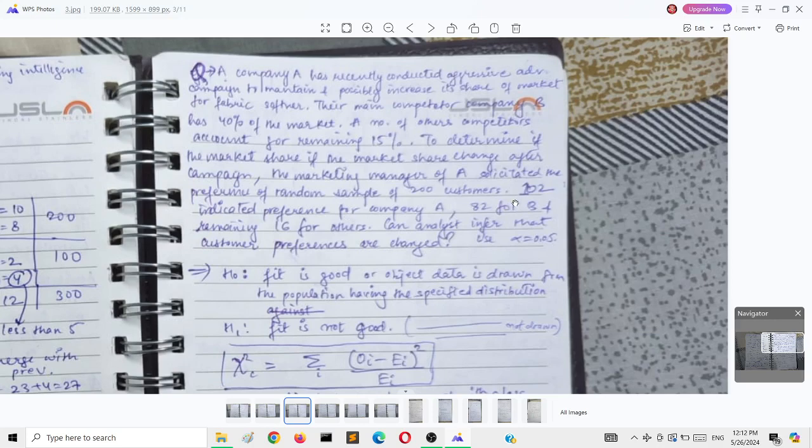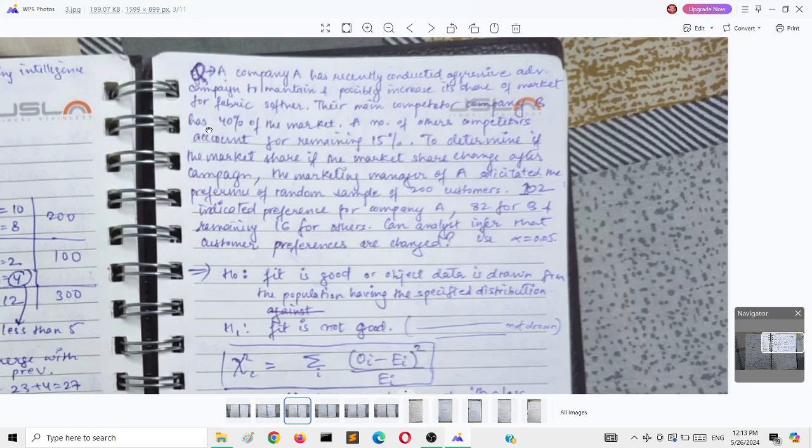102 indicate the preference of company A, and 82 for B. Okay, and the remaining 16 for others. Can analysts infer that the customer preferences have changed? Okay, so these were the particular metrics, right?